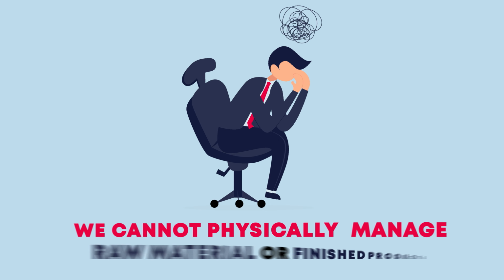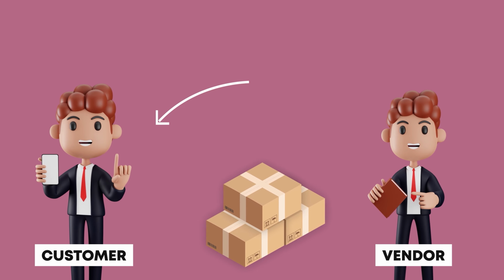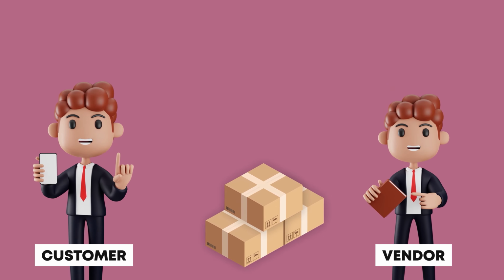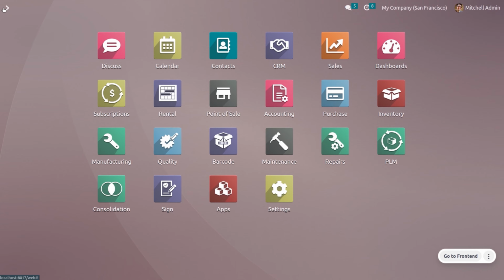Now we are going to configure two kinds of dropshipping, and we will order raw materials to be sent directly from the vendor to the subcontractor. Then once the subcontractor finishes manufacturing, they will deliver the finished product to the customers. This means the raw materials and finished products never enter our warehouse.